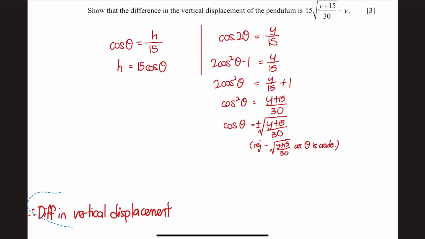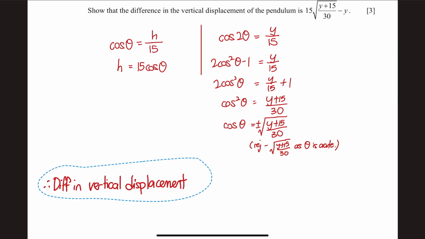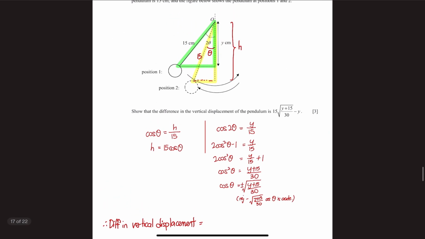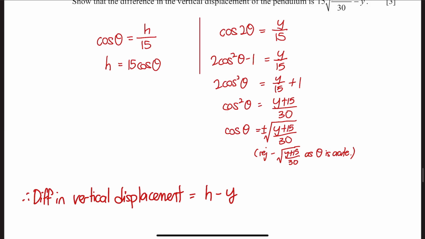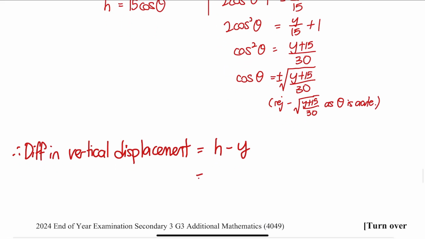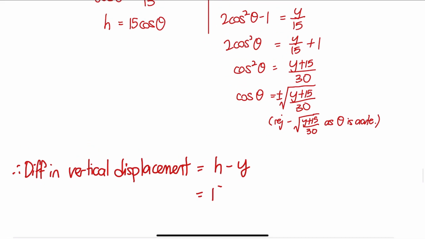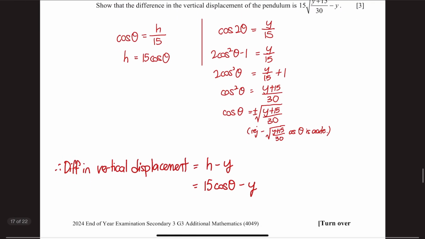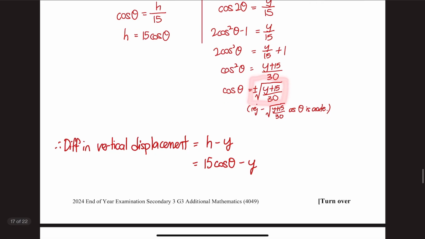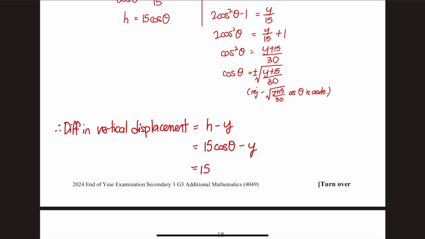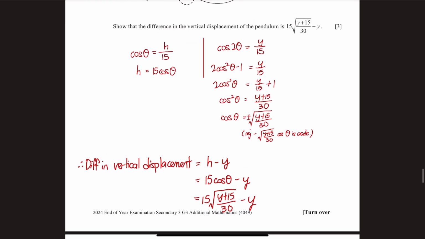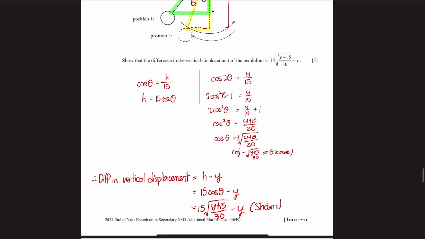Okay, so over here, the difference in the vertical displacement is simply equal to h minus y. And I know that h is given by 15 cosine theta, minus y, and therefore cosine theta is given by the positive root of this, which will be 15 times square root of y plus 15 over 30 minus y. And therefore, we have shown what the question wants us to show. Okay, and this is shown. This is for question number 12.